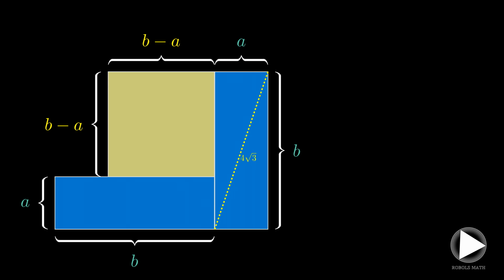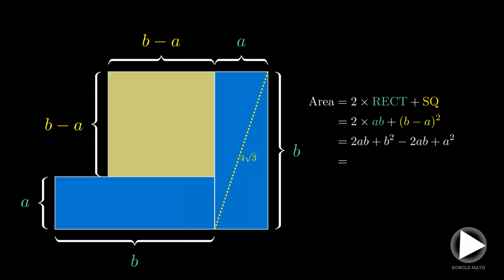The total area is equal to the sum of the areas of the two rectangles and the area of the square. Area of a rectangle is length times width, so each rectangle has an area of AB. Area of a square is side squared, so the square has an area of (B minus A) squared. Expand the binomial, then simplify. We see that the total area is A squared plus B squared.